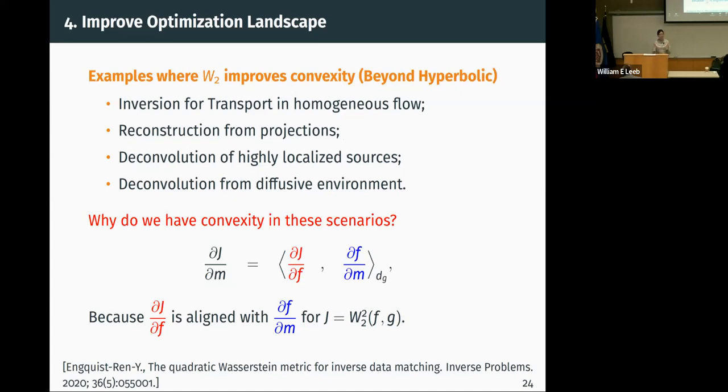So they found a setup where, although the PDE itself is elliptic, the relationship between my parameter and my data is hyperbolic in nature, in the sense that there's transport, translation, like dilation. This is a global hyperbolic phenomenon. Then using Wasserstein, you will gain benefits.